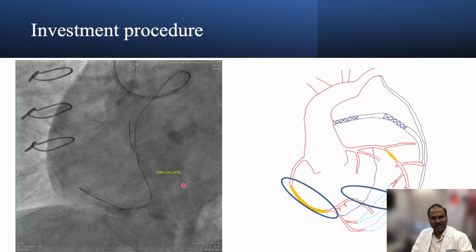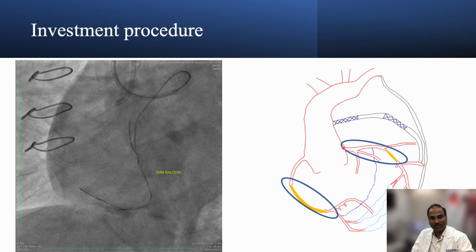And the second challenge was his LAD CTO, which took us nearly 90 minutes of time. So we have to keep this LAD CTO patent so that your next retrograde may not take much time. To keep this patent, we have to stent, and the disease is extending from the ostial LAD and also the LMCA. So we have to stent from the LMCA up to beyond the distal cap of the CTO.